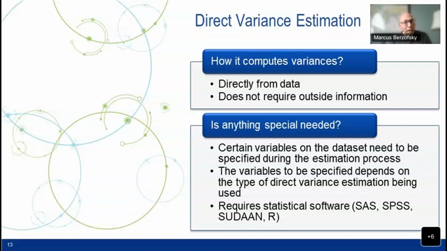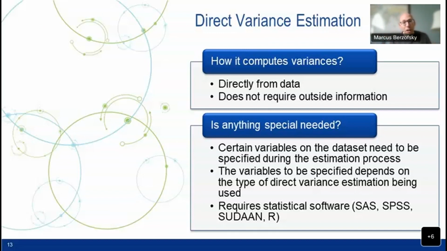So turning to direct variance estimation, to contrast. How does it compute variances? Well, it computes them directly from the data. It pulls in the data and directly computes the variance estimation based on the actual individual, case-level data. As such, it doesn't require outside information. Everything you need to calculate the variances should be on the data set that you're using for analysis.